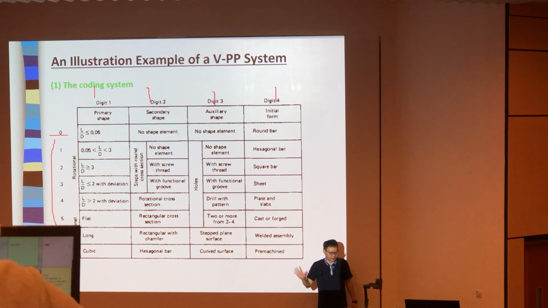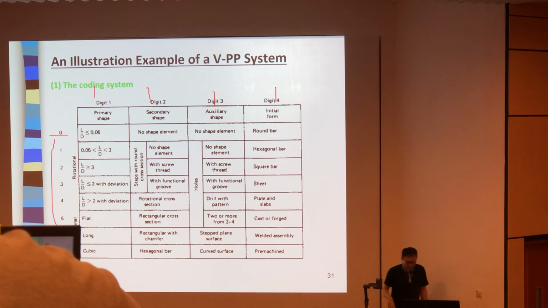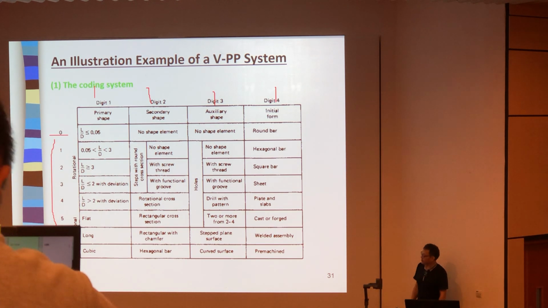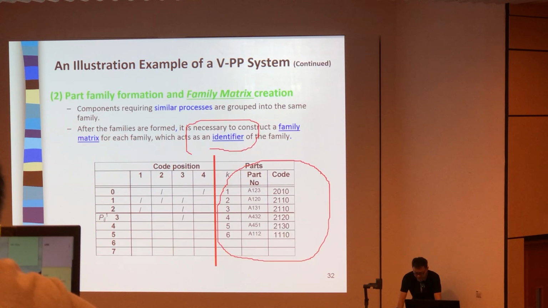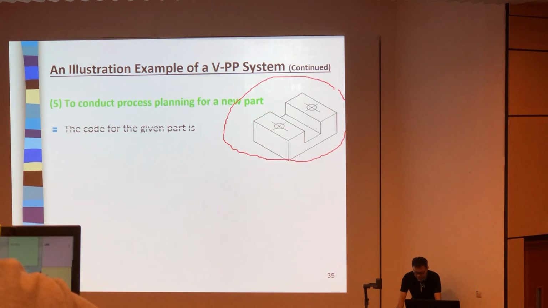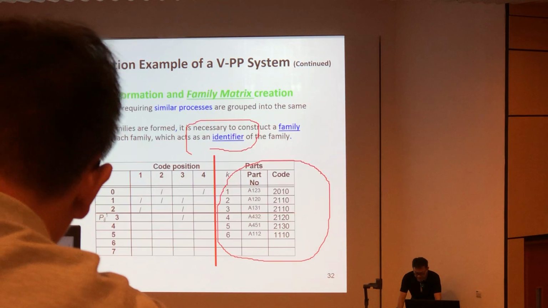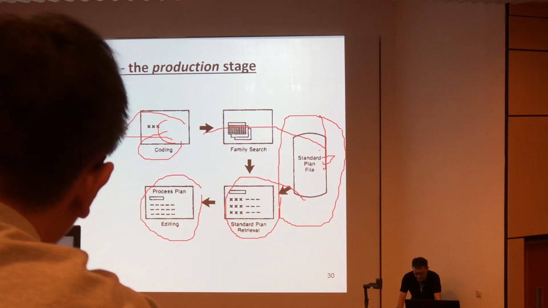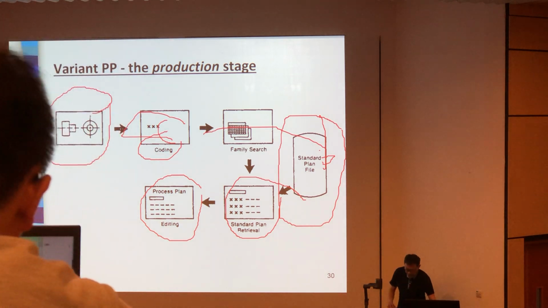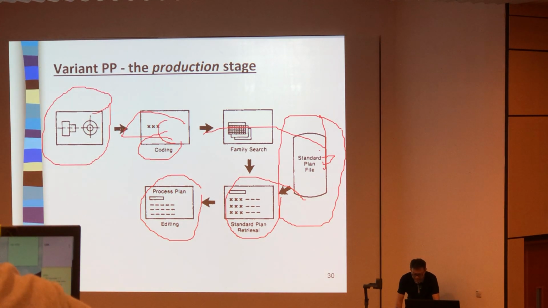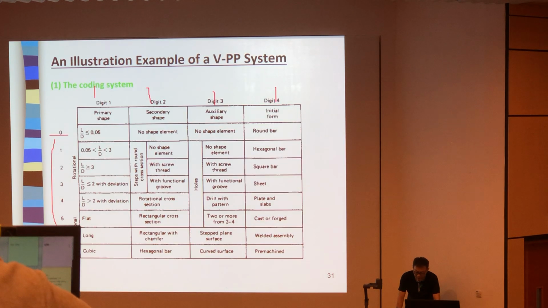But anyway, the details, as I mentioned, we don't have to pay much attention to. So eventually we will get the code. And now, in this diagram, we come to this stage. So we got the code already. Coming to this stage, the next step is to conduct a family search. We have 2 families.